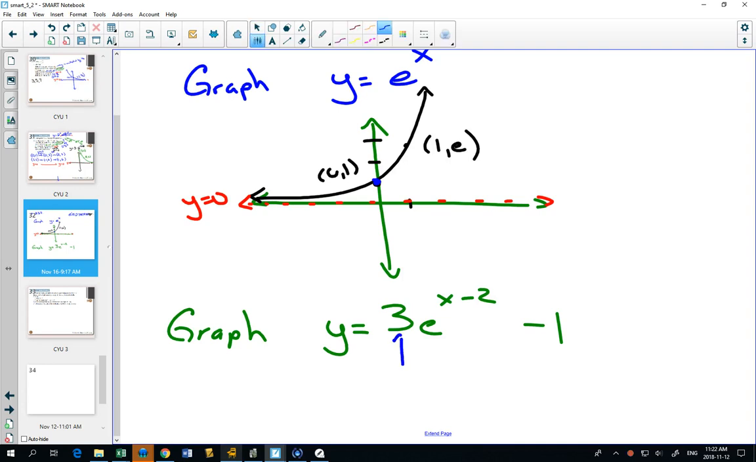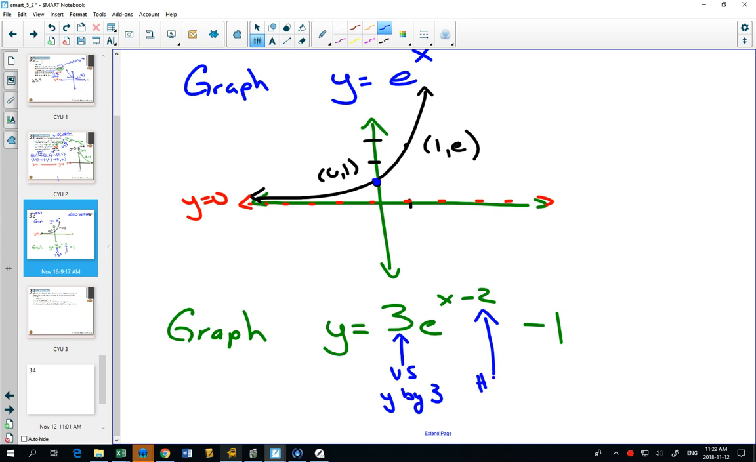What's the 3 going to do? Vertical stretch. We're going to multiply y by 3 or 1/3? 3. Good. If it was horizontal, then it's the reciprocal, right? Do we have to write this in factored form, or is it good? It's good.